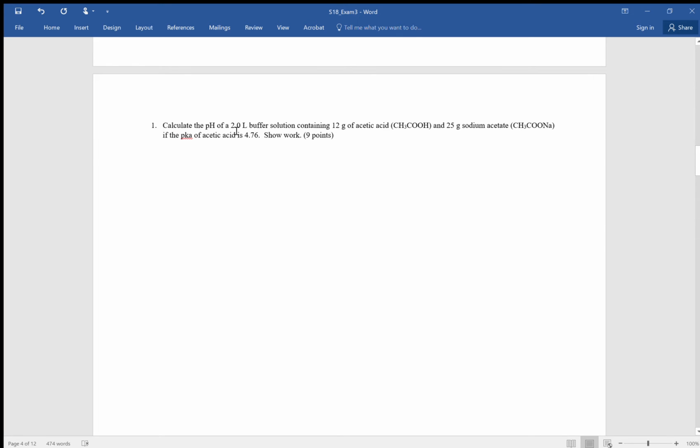Question 1 on this third exam, we have to calculate the pH of a buffer solution. Anytime we're looking at buffer solutions, this is likely a situation where we need the Henderson-Hasselbalch equation. The Henderson-Hasselbalch equation tells us the pH is equal to the pKa plus the log of the concentration of the base over the concentration of the acid.